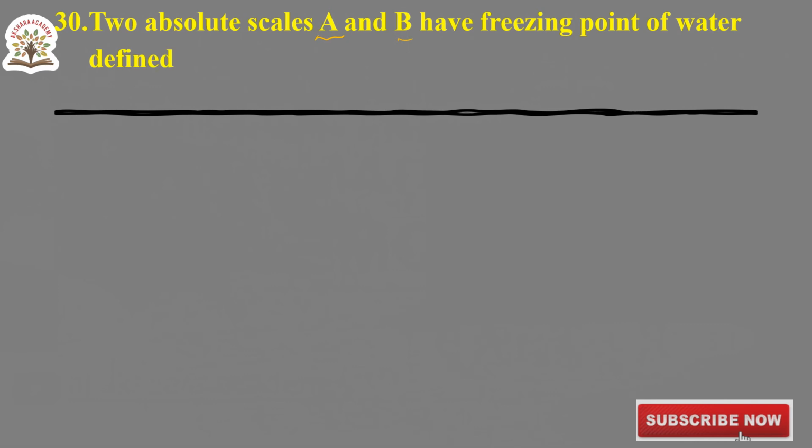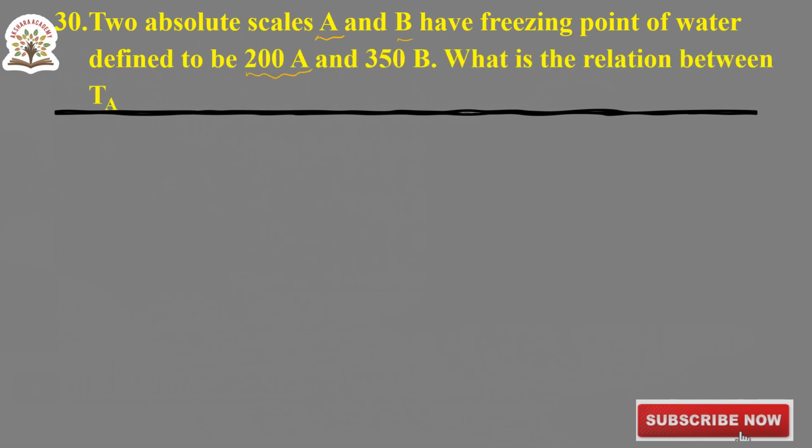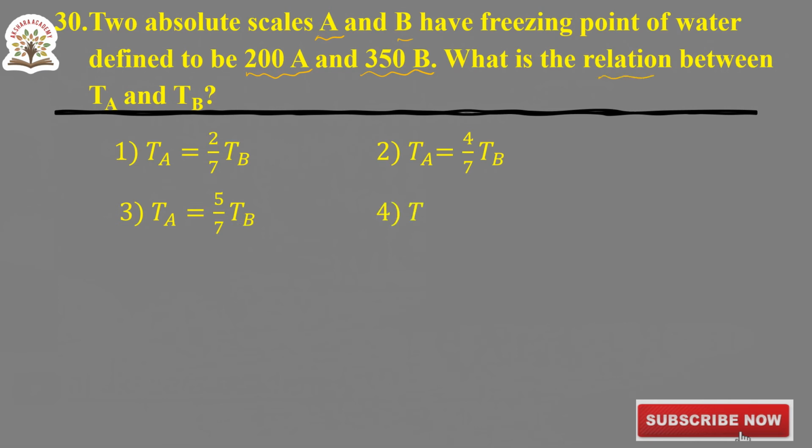Okay. Next we will go to the next question. In this question, two absolute scales A and B have freezing point of water defined to be 200 A and 350 B. What is the relation between TA and TB? Here we have to calculate the relation between TA and TB. Now let us go to the solution.